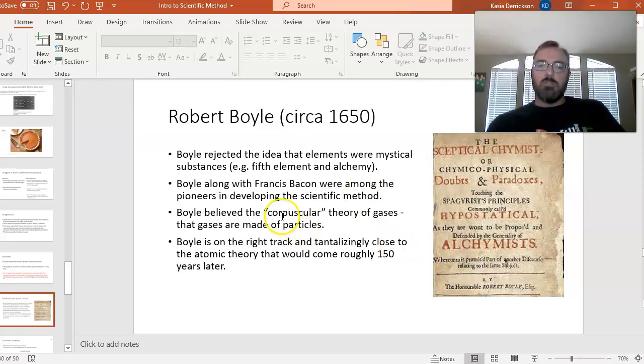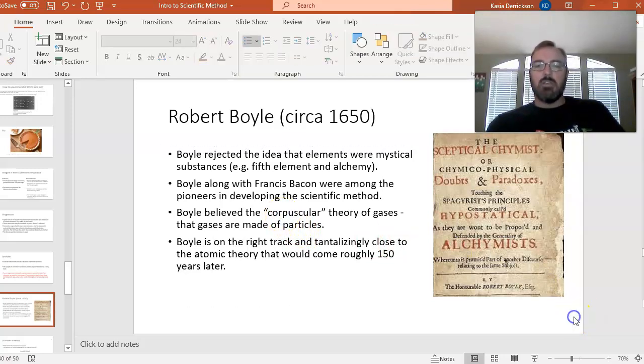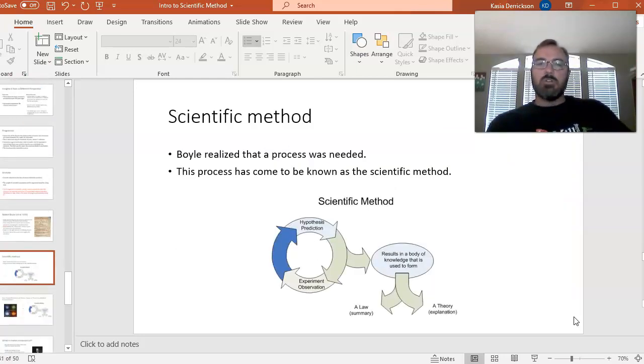But a very important development, and also he kind of had this corpuscular theory of gases. So you can see people are starting to identify little teeny tiny particles, right? That's what these corpuscles were. And the development would continue on until, right, he's credited as one of the early guys doing the scientific method, and the process would eventually become known as the scientific method.